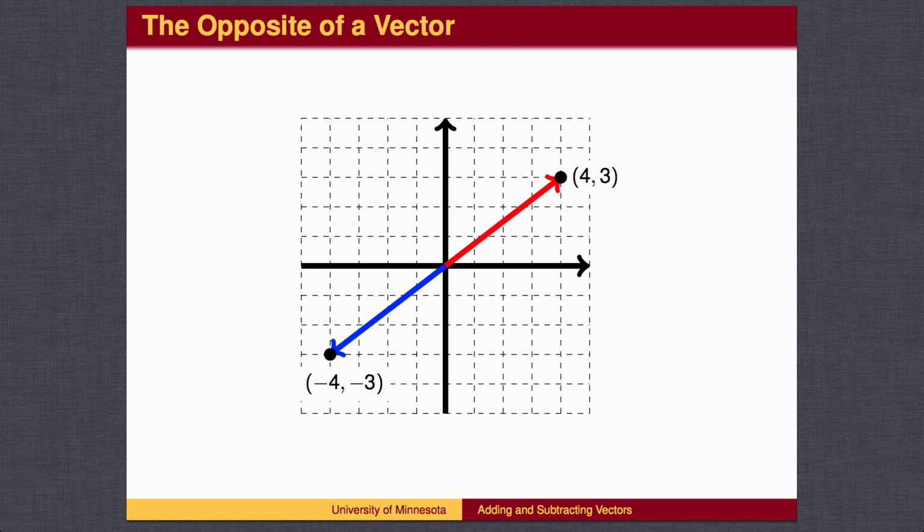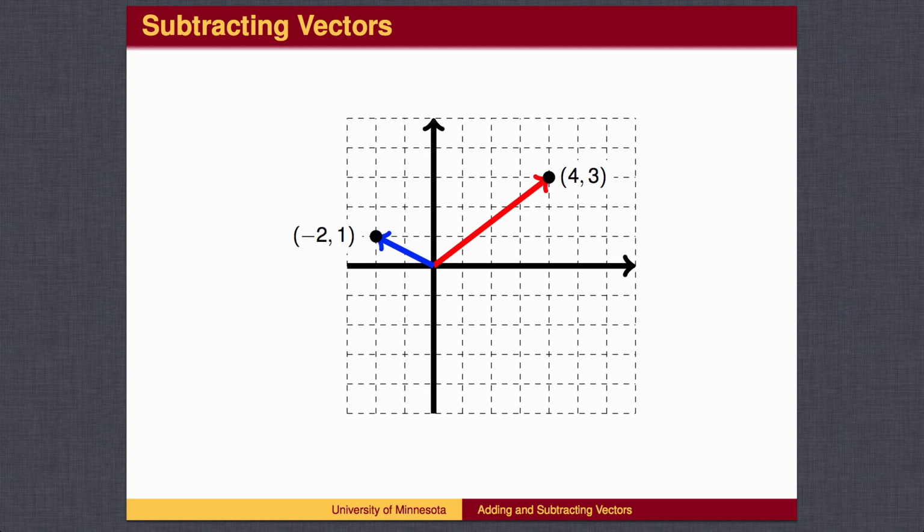Mathematically, we get the sum of two vectors by adding the coordinates of the individual vectors. The opposite of a vector is a vector of the same length that points in the opposite direction. If we first followed the red vector, then the blue vector, we would return to where we started. To subtract one vector from another, we add the opposite. Geometrically, this turns the subtracted vector around.